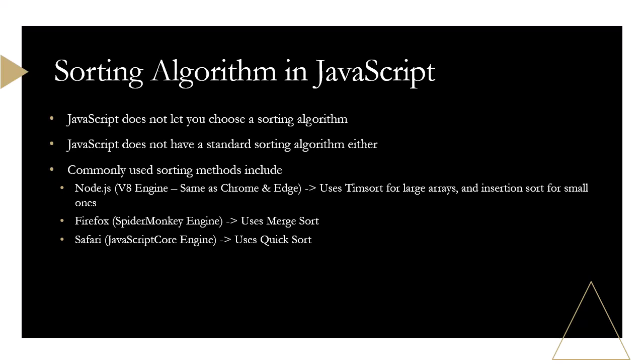Unlike some programming languages, JavaScript does not let you manually choose a sorting algorithm. The browser picks the most efficient method automatically. So even though you can't pick an algorithm, different JavaScript engines use different sorting methods behind the scenes. Node.js, which is the same as Chrome and Edge, uses Timsort for large arrays and insertion sort for small ones. Firefox uses MergeSort, and Safari, using the JavaScriptCore engine, uses Quicksort. This means that sorting in Node.js versus Firefox versus Safari may use different algorithms, and the same array might get sorted quicker in one and take longer in the other. The important thing is the behavior remains consistent for developers.